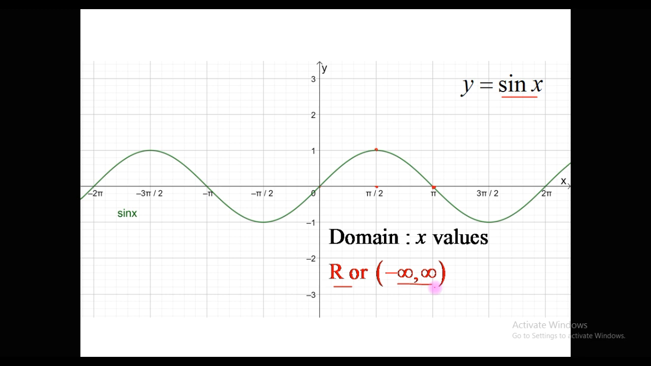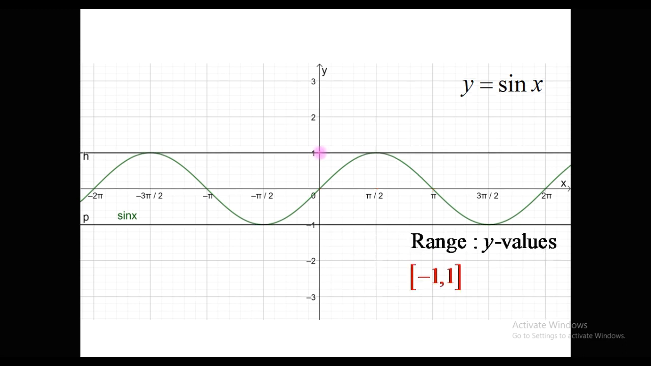Okay. Now what about range? As we know, domain deals with the x part of it, and range deals with the y part of it. The only values of y which are permissible are minus 1 to 1. It will never take values beyond this. It can only take values between minus 1 and 1. So this is the range of it. We have recalled what domain and range are.